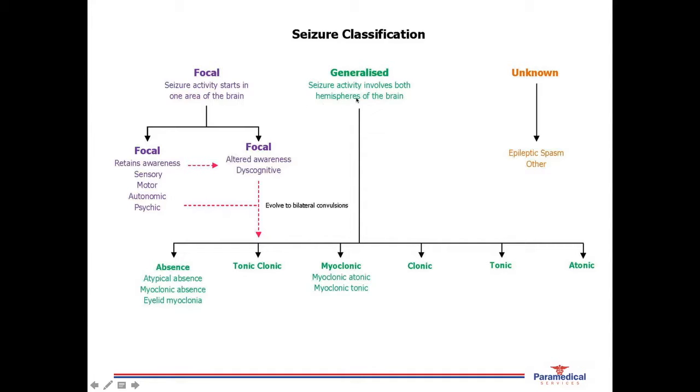So when both hemispheres of the brain are being disturbed, you can get what's called an absent seizure, a tonic-clonic seizure, which is the most common condition that people think of when they think of epilepsy. It's the full body convulsions where you have muscular contraction and relaxation. You get myoclonic, clonic, tonic, and atonic seizures. For the purposes of this presentation, we're mainly going to be discussing the focal seizures, and then within generalized, we'll have a look at absent seizures, the tonic-clonic, and the atonic seizures.